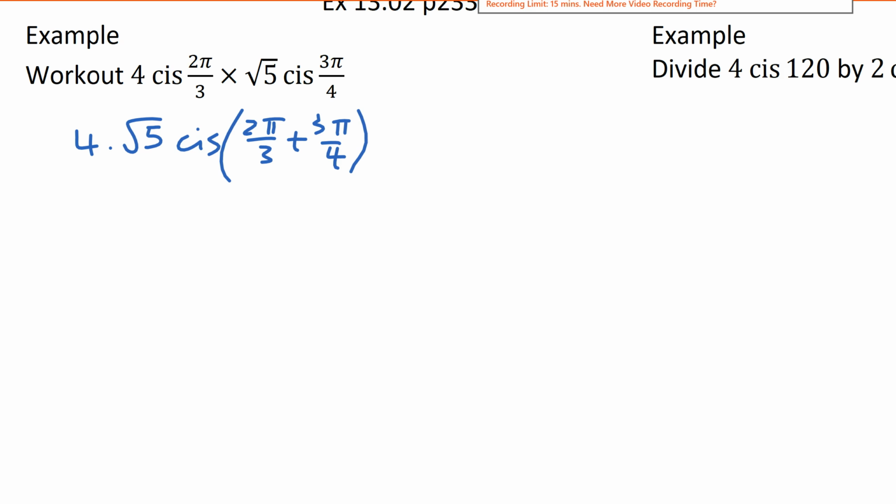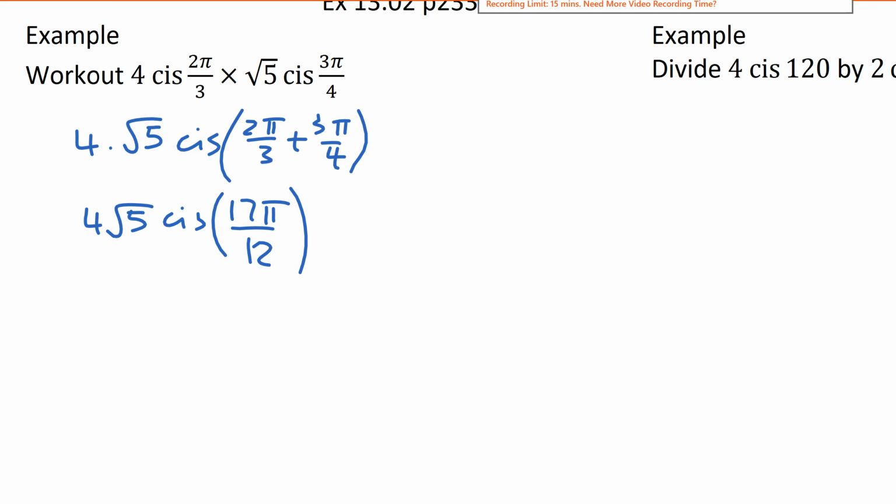How are you going to do 2 pi over 3 plus 3 pi over 4? Make a common denominator and then add fractions. Will your calculator do that as well? If you just think about 2/3 plus 3/4, that's 17/12. So this is 4 root 5 cis 17 pi over 12.